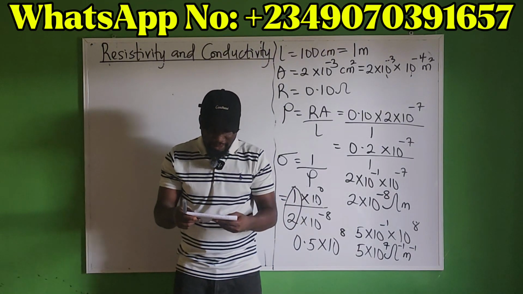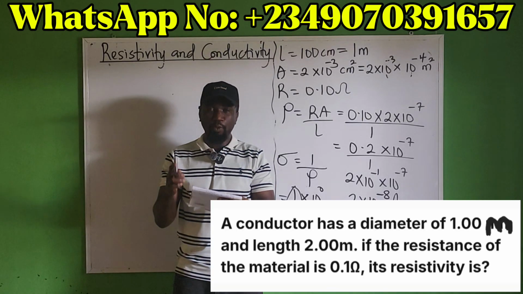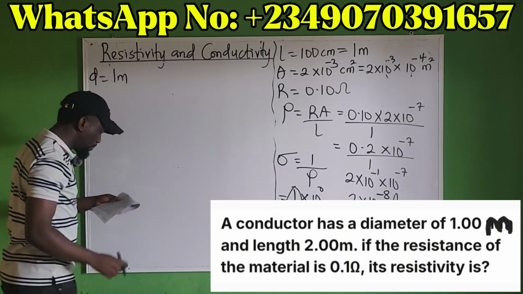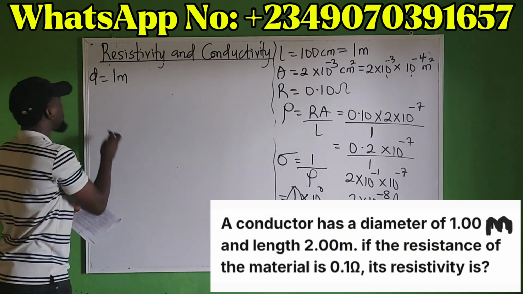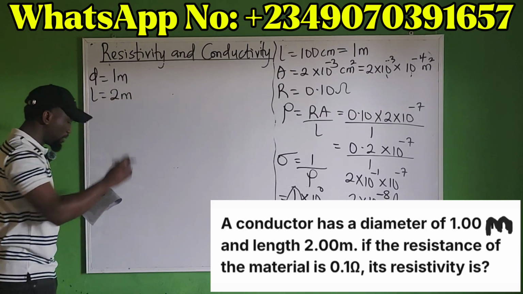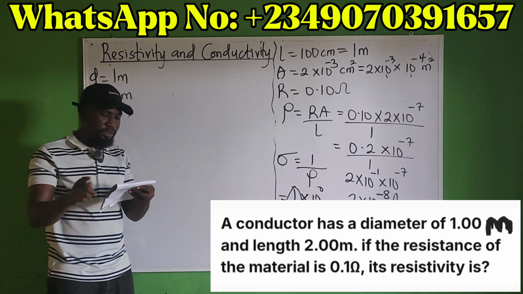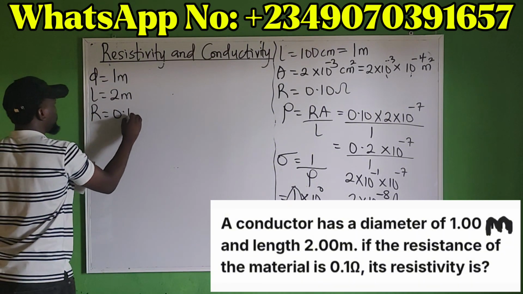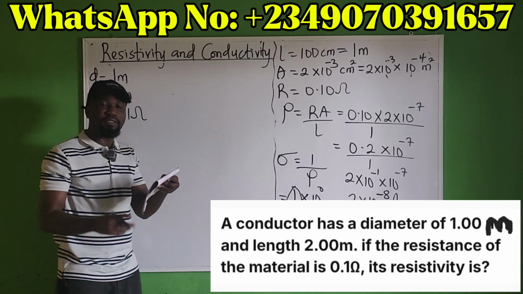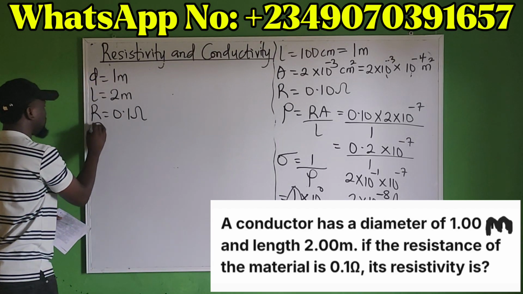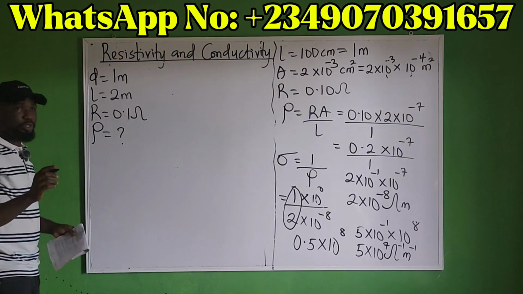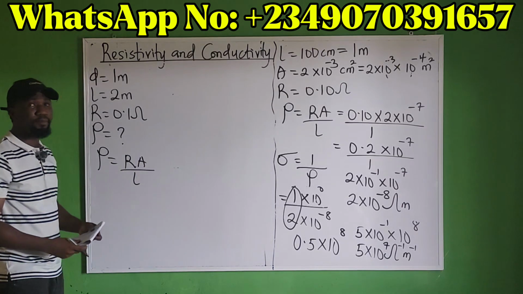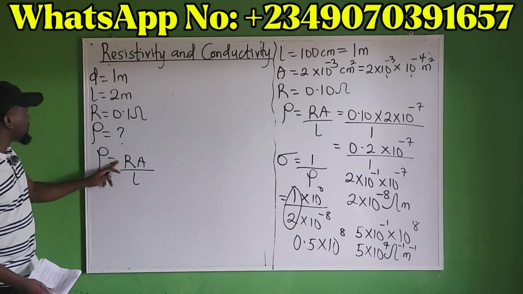So the next question, it says, a conductor has a diameter of 1 meter. So diameter is what? Is 1 meter. And length to be 2 meters. So the length is 2 meters. If the resistance of the material is 0.1 ohms, its resistivity is what? So we have to get the resistivity. So do not forget that resistivity is what? It is Ra over L.